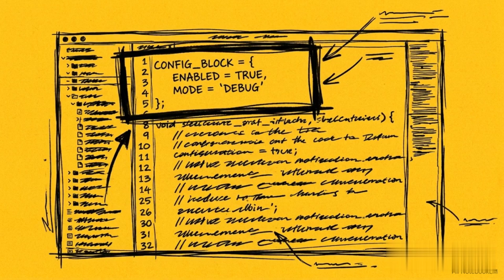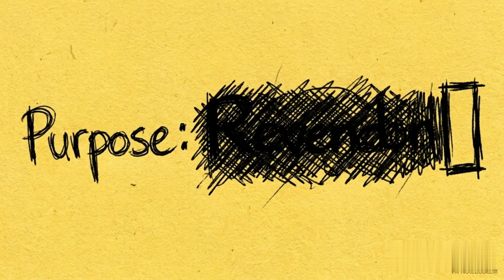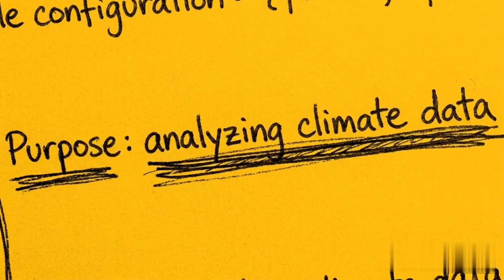Now open the Claude.md schema file in a text editor. Look near the top for the system prompt configuration lines. You need to modify the line labeled Purpose. Delete the default text and type in the specific domain you are researching, for example, planning a trip to Japan or analyzing climate data.